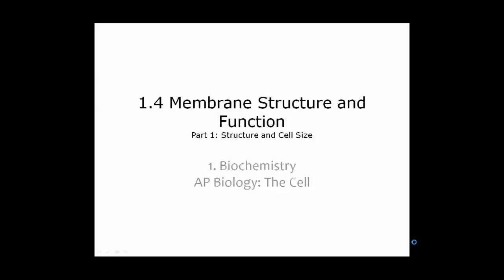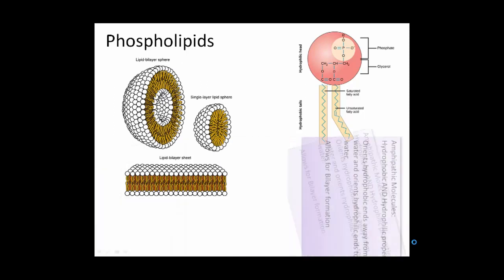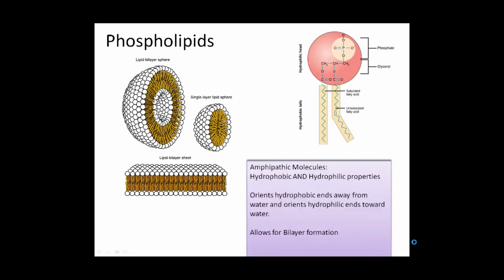On the structure and cell size, and that's membrane structure. So let's revisit our friend the phospholipid. Remember, the phospholipid is a lipid because it has fatty acid tails and it has a glycerol, but it also has a hydrophilic head. Because it has both hydrophobic fatty acid tails and a phosphate that is hydrophilic, we call this an amphipathic molecule. And what this means is it's a molecule that can do both. Part of it likes water, part of it does not like water.